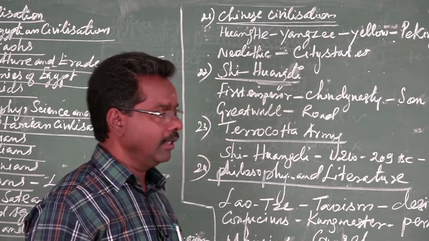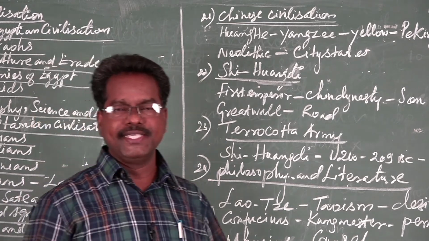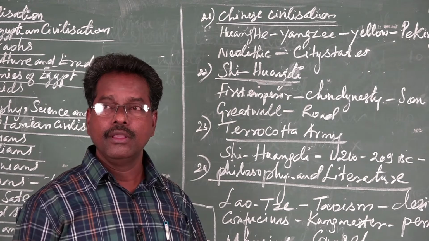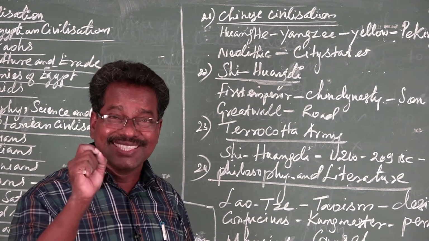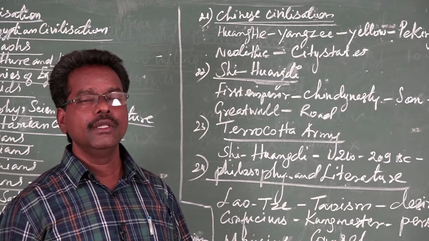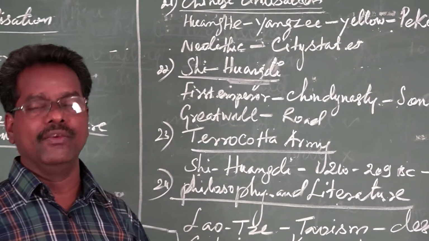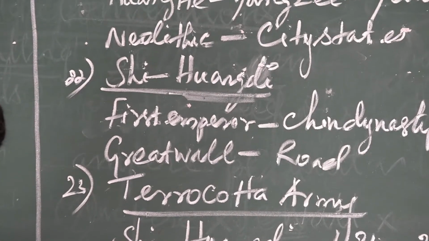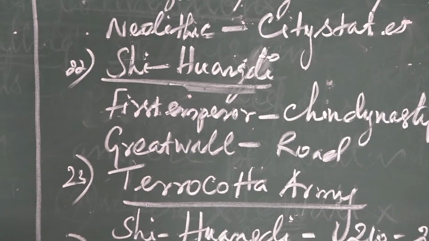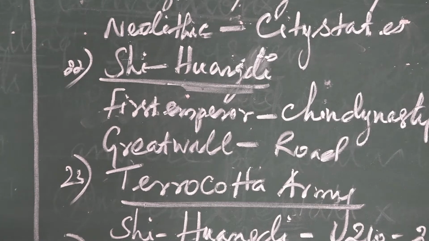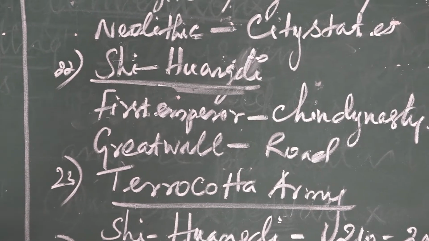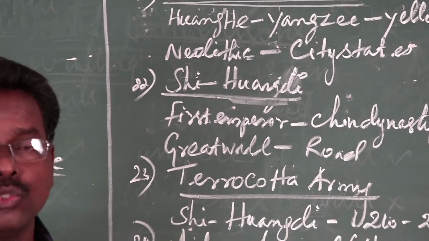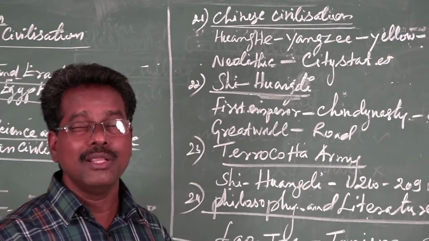Shi Huangdi means the first emperor of China. He was the founder of the Qin dynasty. He was given the title of Son of Heaven. The period between 221 BC and 206 BC is called the Imperial Era in China.